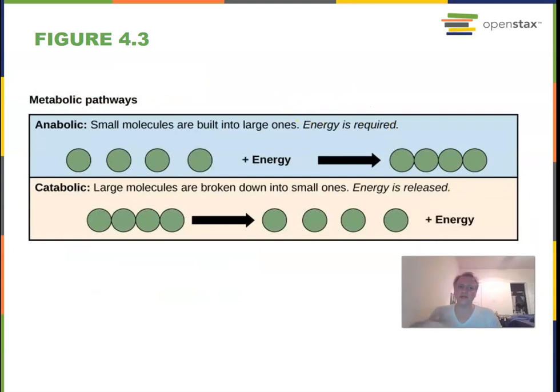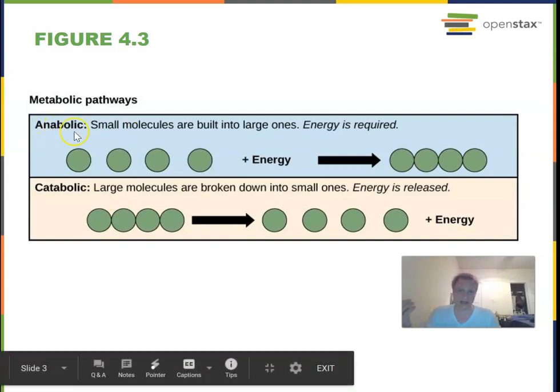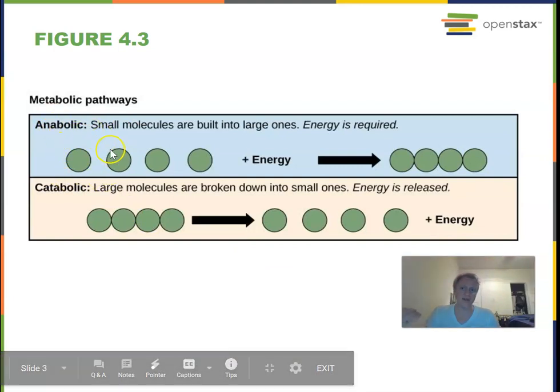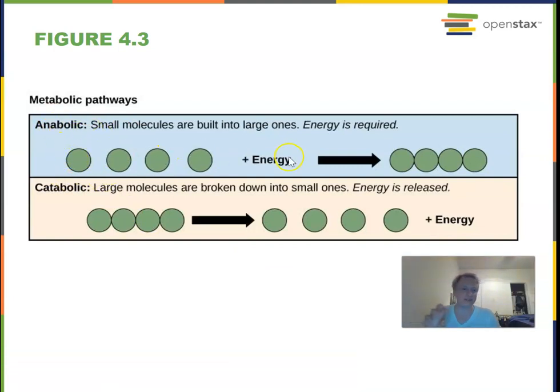So there are two types of metabolism that we are going to discuss. There is anabolism, which is building a molecule, and there is catabolism, which is breaking down a molecule, or an anabolic pathway and a catabolic pathway. Okay, so here we are taking molecules and energy and we are building something larger. Here we are taking molecules and we are breaking them down and releasing energy.